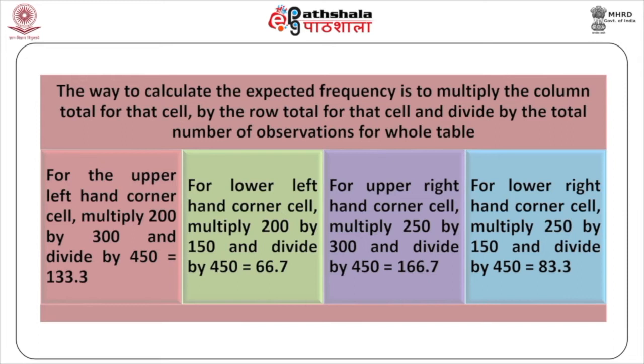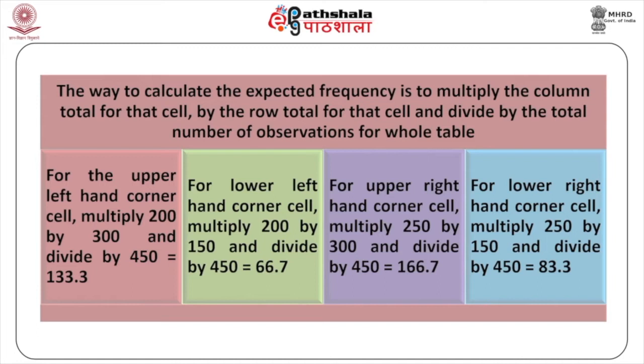For the upper left hand corner cell, multiply 200 by 300 and divide by 450. We get 133.3. For the lower left hand corner cell, multiply 200 by 150 and divide by 450. We have 66.7. For the upper right hand corner cell, multiply 250 by 300 and divide by 450. We get 166.7.